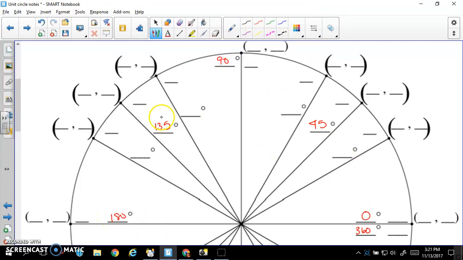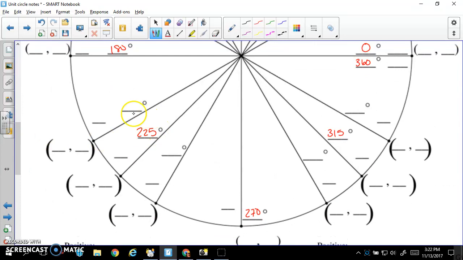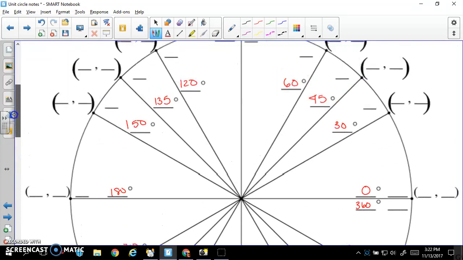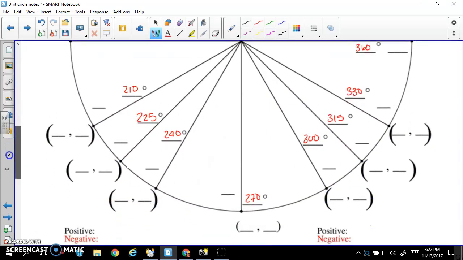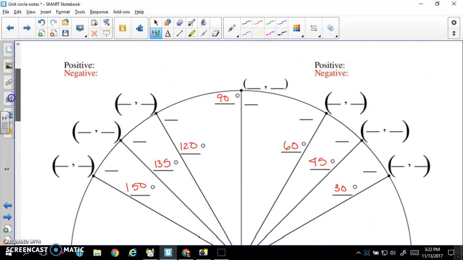Those are the easy ones, and then you have to remember that these are 15 more and 15 less. So 15 less than 45 is 30, 15 more is 60. 15 less than 135 is 120, 15 more is 150. 15 less than 225 is 210, 15 more than 225 is 240. We have 315, so 15 less is 300, and 15 more is 330. So now I have all of the degree measures filled out throughout my entire unit circle, 0 to 360.